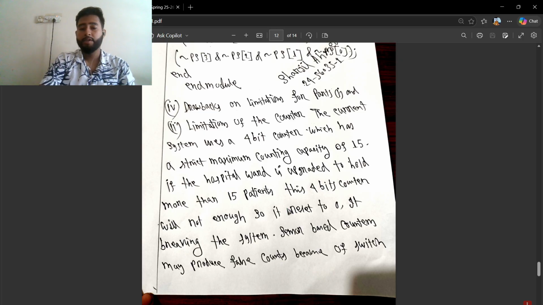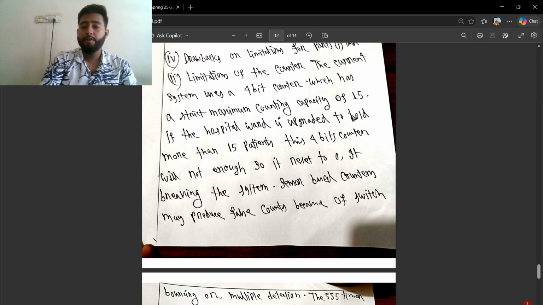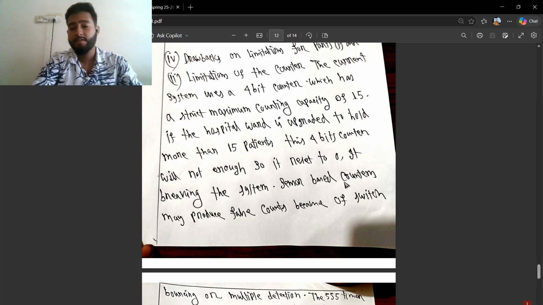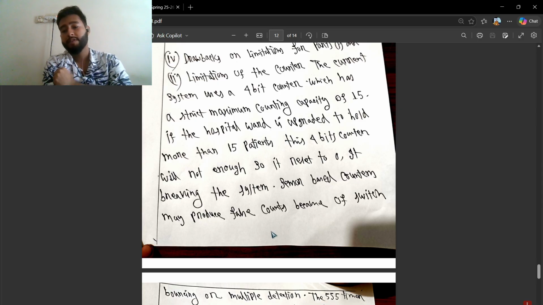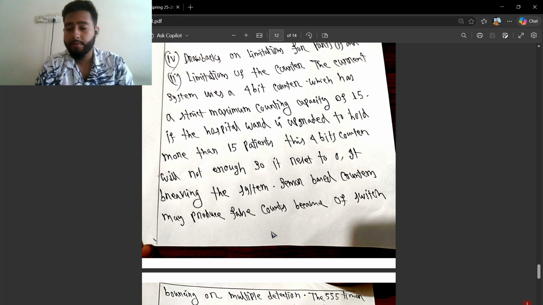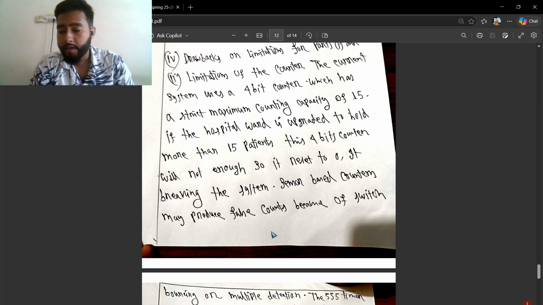So that is the limitation. If the ward is upgraded to hold more than 15 patients, the 4-bit counter will not be enough, so it resets to 0 and breaks the system. Also, the sensor-based counter may produce false counts. Small disturbance or repeated triggering can increase or decrease the count incorrectly.